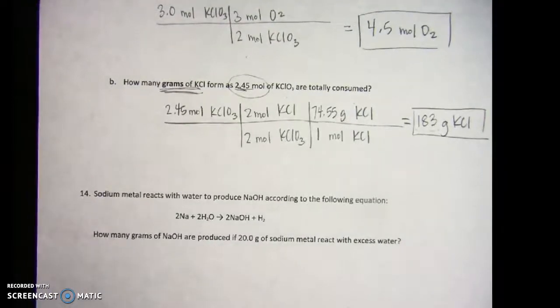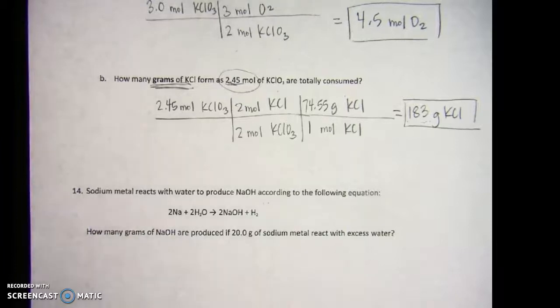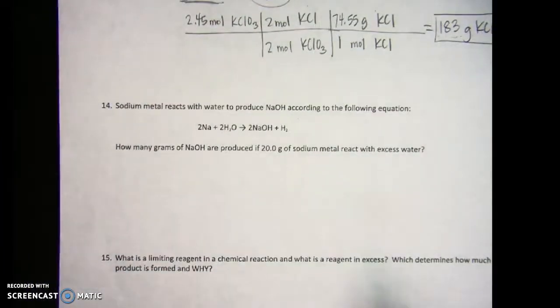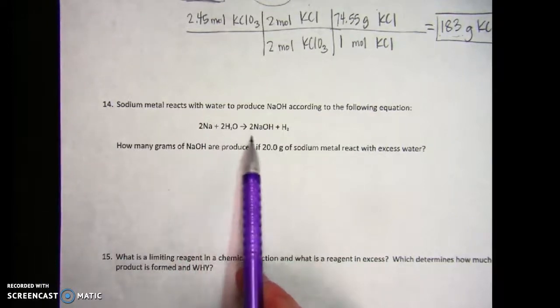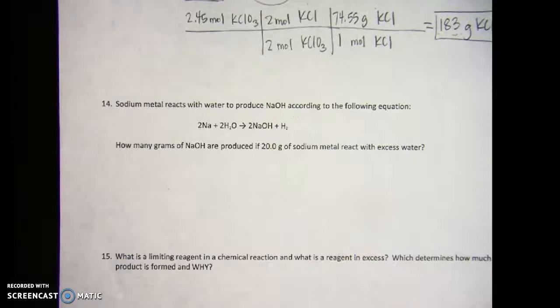Continuing on with question number 14, sodium metal reacts with water to produce sodium hydroxide, according to the following equation. So the first thing I always do is look to see if the equation is balanced, and clearly with some 2's in front here, it looks like the equation is already balanced for us. So how many grams of sodium hydroxide are produced if 20 grams of sodium react with excess water?